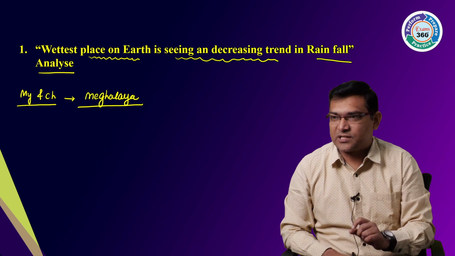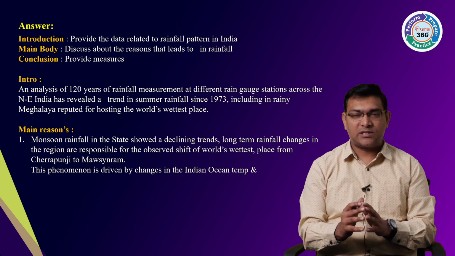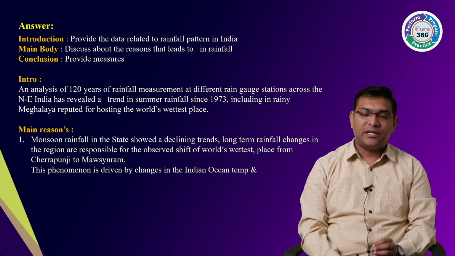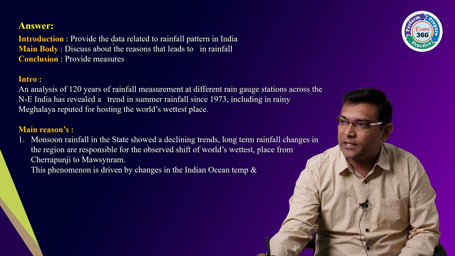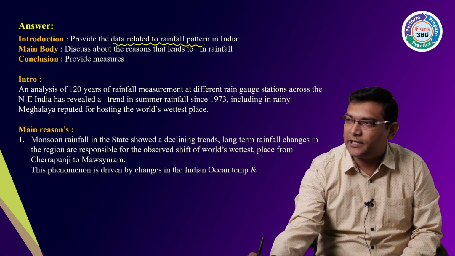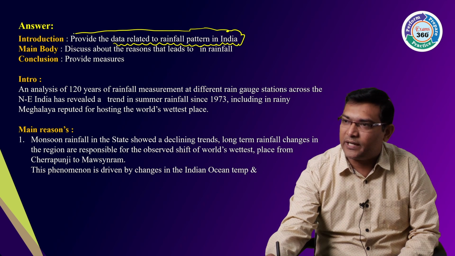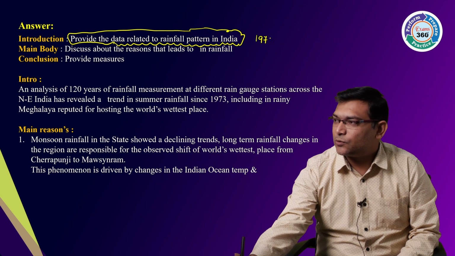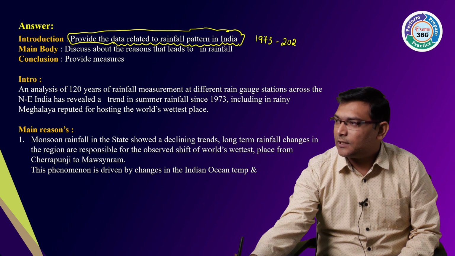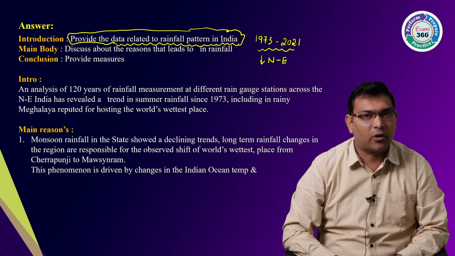So let's see how to write the answer. What is the structure? See, in the introduction either you can give the data, provide the data related with the rainfall pattern in India. If you are having the rainfall data, just give the rainfall data that in the year 1973 to 2021, how that rainfall data has been decreasing in the northeast. This is a point.